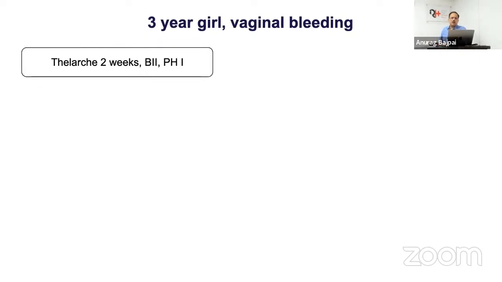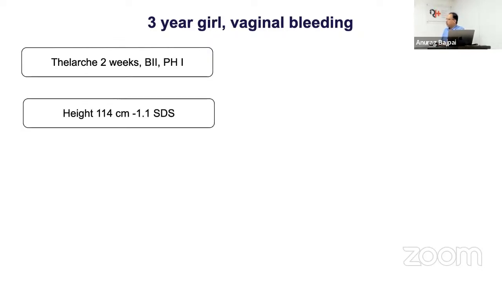This was a 3-year-old girl who presented with vaginal bleeding. She had thelarche within 2 weeks, stage 2 breast development and pubic hair, and she was not very tall in that regard. So this is a very, very unusual scenario. Normally, we talk about how there is a gap of approximately 1 year between the onset of thelarche to the progression as far as the vaginal bleeding is concerned.